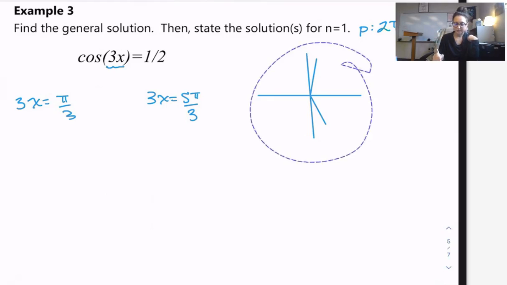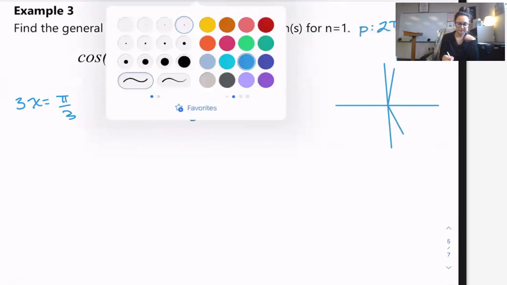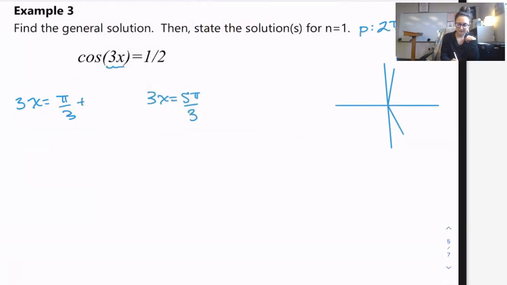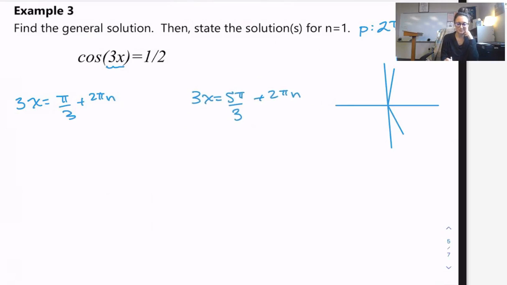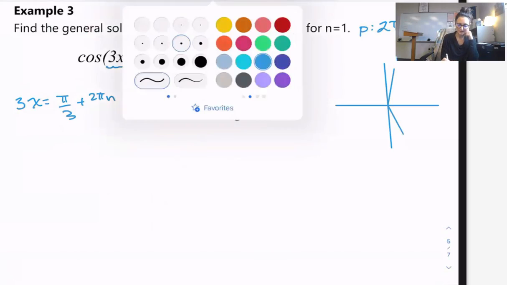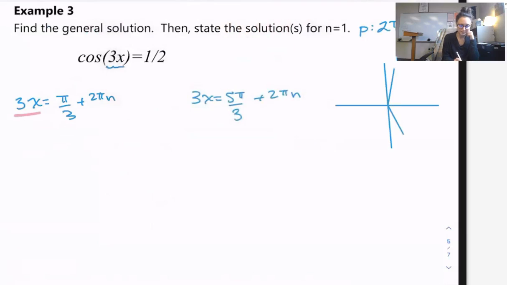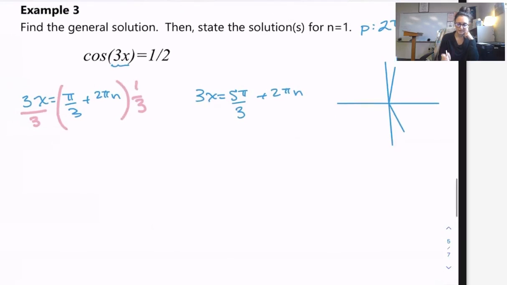Okay? All right, now we do have the general solution, so what do I need to add there? We need to add plus 2 pi n to both of these. All right, we are almost there. If I want to get x by itself, we just need to divide by 3, right? So I'm going to divide here by 3, meaning dividing by 3 is the same as multiplying by what? By 1/3, right? So if I multiply everything by 1/3, let's see what we get here.